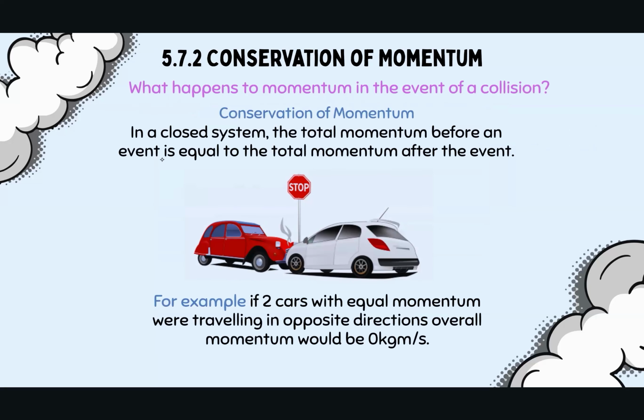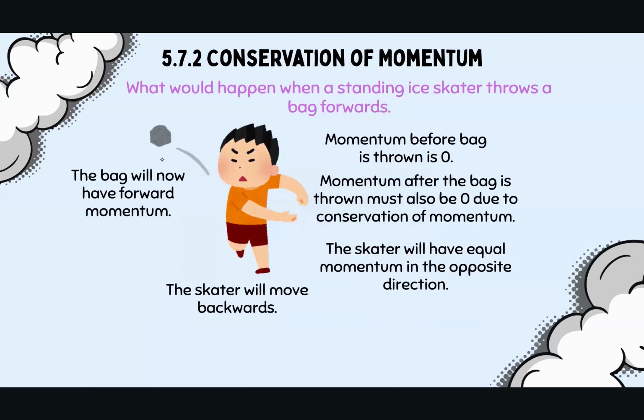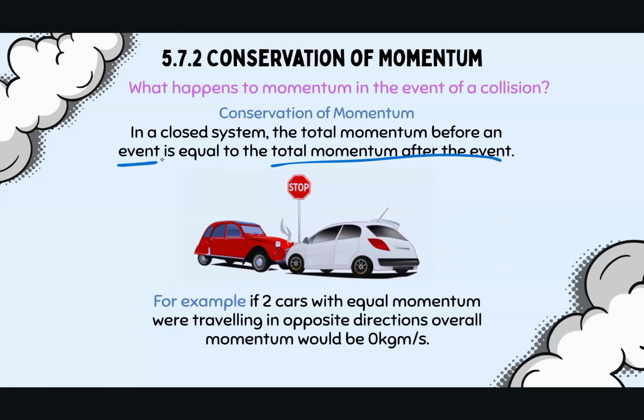Okay, 5.7.2, conservation of momentum. What happens to momentum in the event of a collision? As long as the system's closed, meaning energy is not lost from that system and particles aren't lost from that system, the total momentum before an event is equal to the total momentum after the event. For example, if two cars with equal momentum were traveling in opposite directions, overall the momentum will be 0 kilogram meters per second. So let's look at that in a bit more detail.